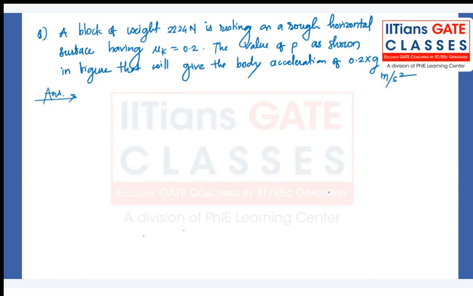A block of weight 2224 Newton is resting on a rough horizontal surface having a coefficient of kinetic friction. I already explained this when we studied friction. There are two types of friction, static and dynamic, which you can also call kinetic. The theoretical background I have already given to you, so I will not go into those details. This is the force P, which is acting at an angle of 3, and this is 4. Yeah, 889 may be correct if it is a horizontal force, Abhishek. Let me just calculate it.